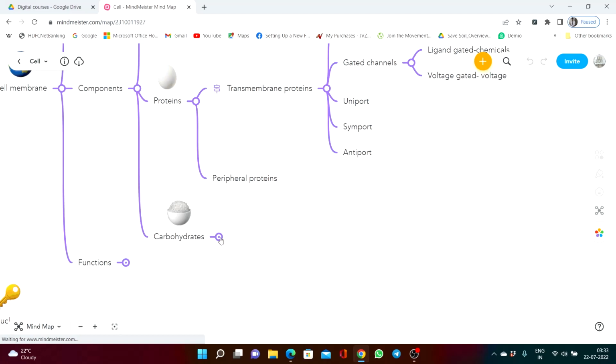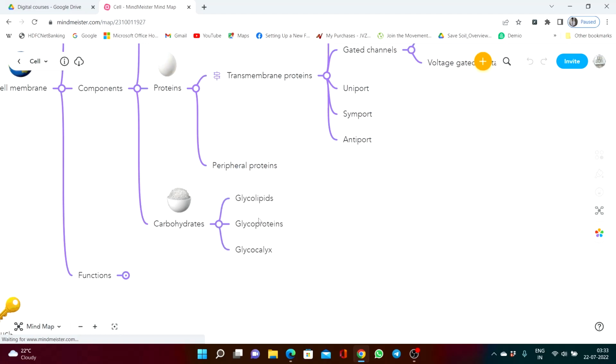Now the third component of the cell membrane, carbohydrates, are present in the form of glycolipids and glycoproteins. Carbohydrates attached to the glycerophospholipids are called glycolipids, and the carbohydrates attached to the transmembrane proteins are called glycoproteins. Both glycolipids and glycoproteins together are present only on the outer layer of the cell membrane, and they form a cell coat called glycocalyx.